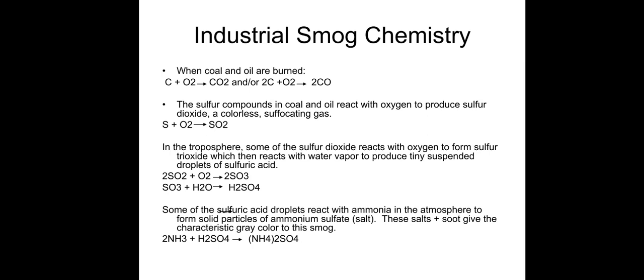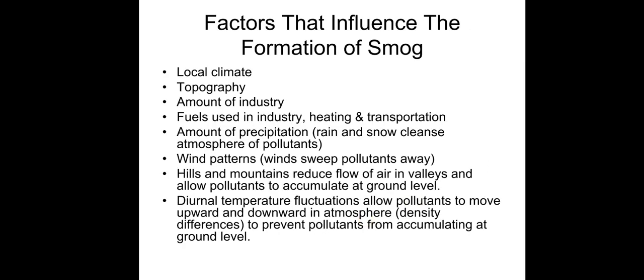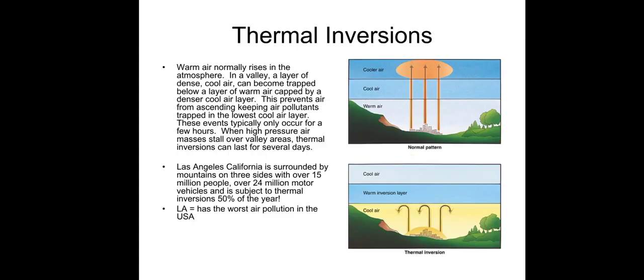Carbon plus oxygen gives rise to carbon dioxide. Sulfur plus oxygen gives rise to sulfur oxide. Sulfuric acid is also formed. H2SO4 is also formed. Na2SO4 is also formed. Factors that influence the formation of smog: local climate, topography, amount of industry, fuels used in the industry, heating and transportation. These are all the factors which influence the formation of photochemical smog.